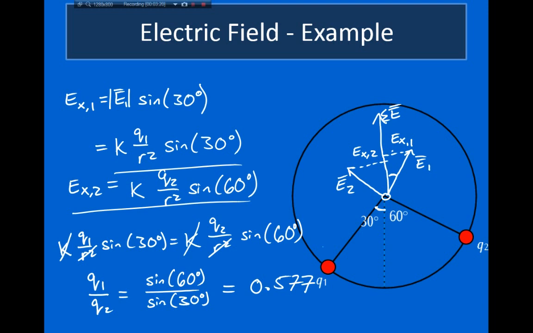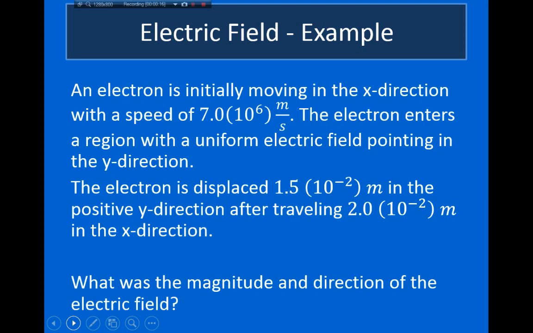This last example says, an electron is initially moving in the x direction with a speed of 7 times 10 to the 6 meters per second. The electron enters a region with a uniform electric field which points in the y direction. The electron is displaced 1.5 times 10 to the minus 2 meters in the positive y direction after traveling 2 times 10 to the minus 2 meters in the x direction. The question asks us to determine the magnitude and direction of the electric field. So let me go ahead and open up a blank screen here.